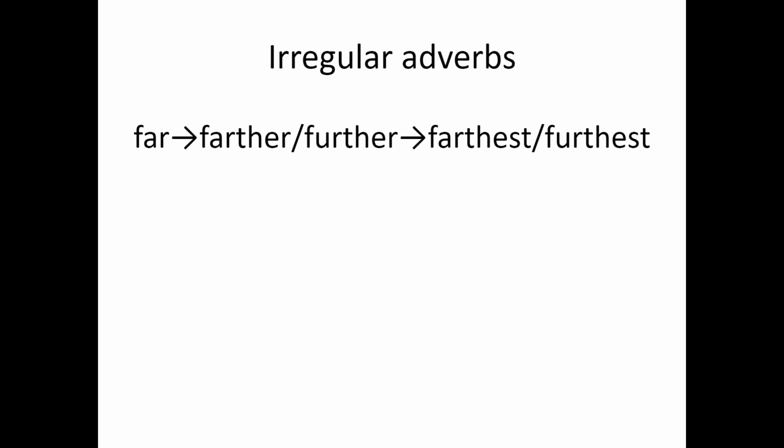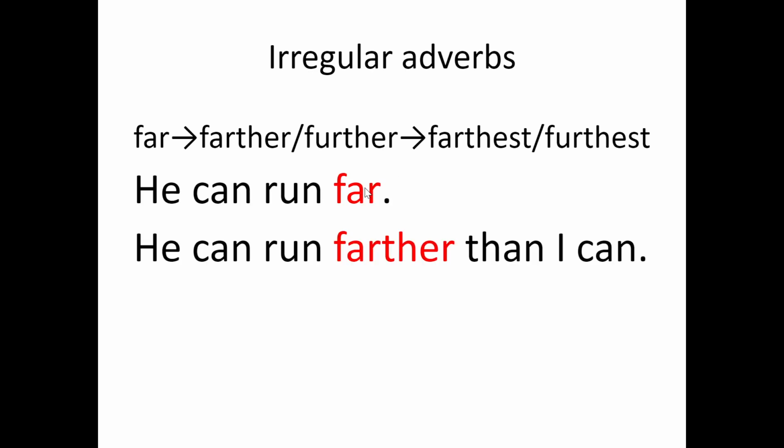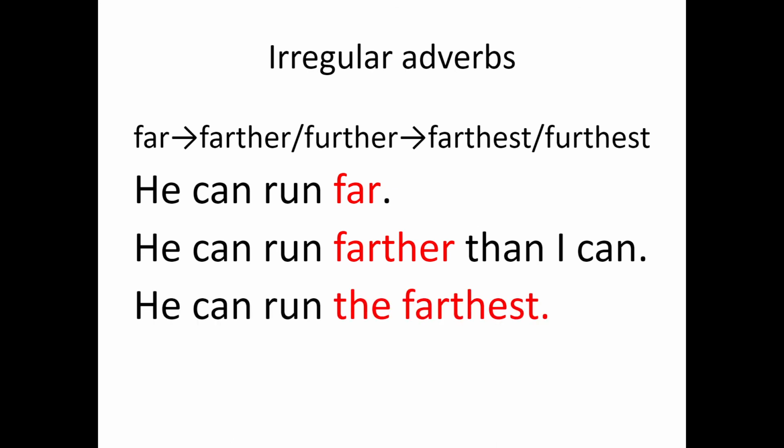The last one here is a bit strange because there are two different forms for the comparative and two different forms for the superlative, but they have the same meaning. So far, farther, farthest, or far, further, furthest. Slightly different pronunciations and different spellings, but the same meaning. So he can run far. He can run farther than I can, or he can run further than I can. Same meaning. He can run the farthest, or he can run the furthest.